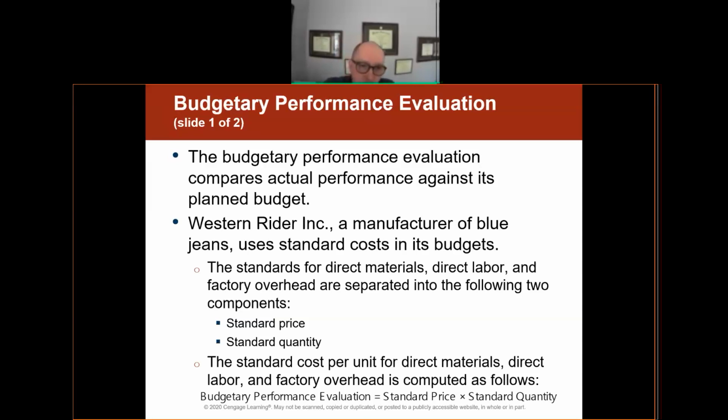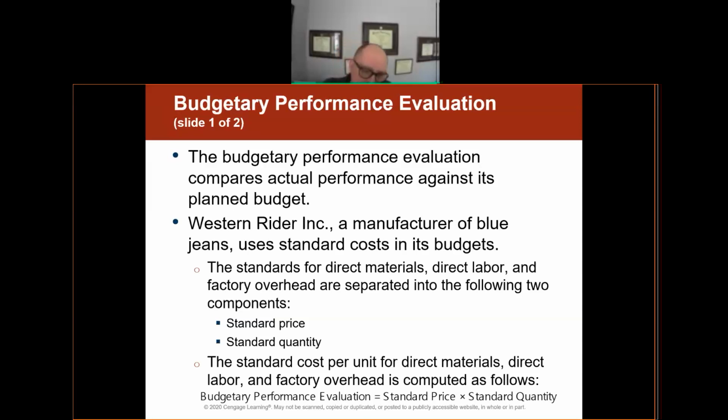So in this chapter, in this discussion, we're going to use Western Ryder as our example. This company manufactures blue jeans, okay? So the company sets their standard costs for materials, direct labor, and factory overhead. And the company separates direct materials, direct labor, and factory overhead into two buckets, two components. One is called the standard price, and the other one is called the standard quantity.